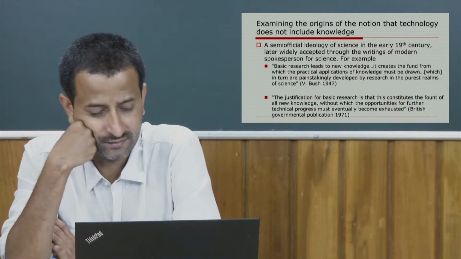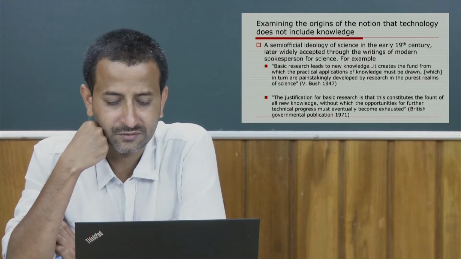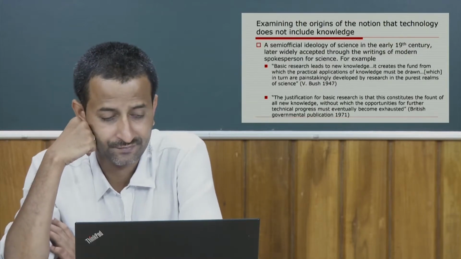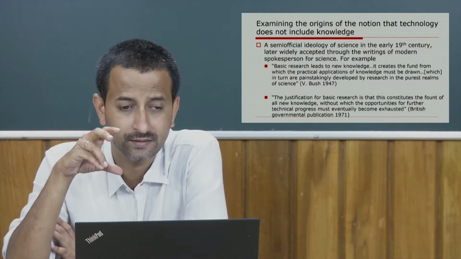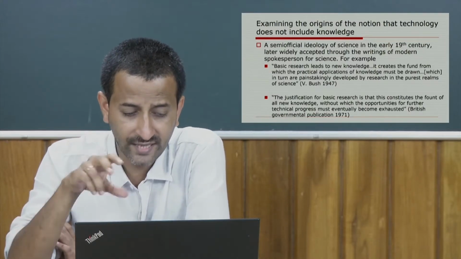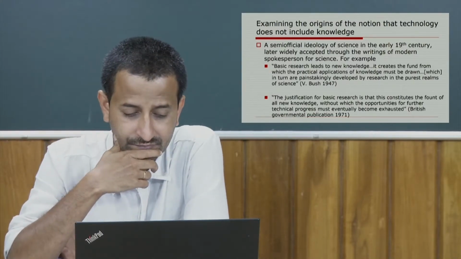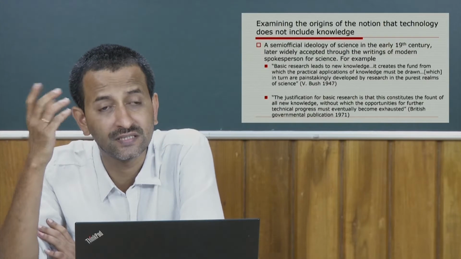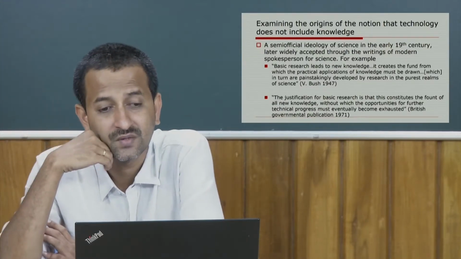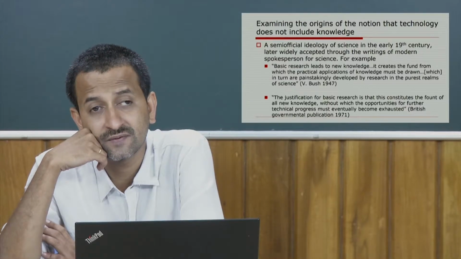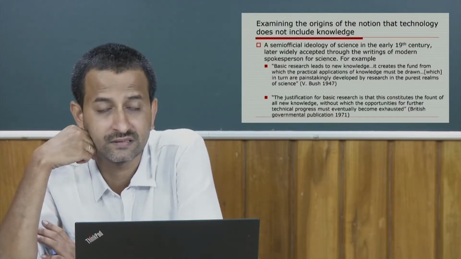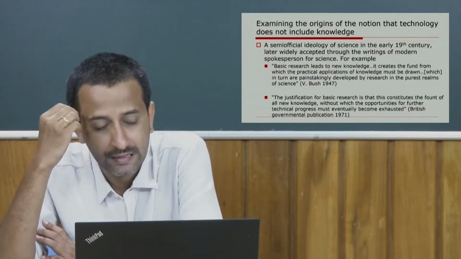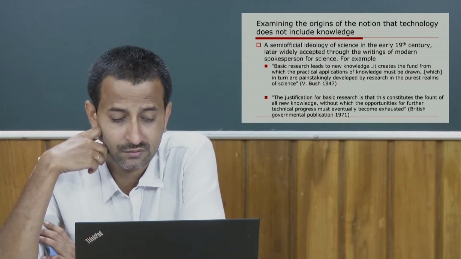Nathan Reingold has traced the origins of this ideology in America to the writings of Joseph Henry in the early 19th century, but it has become widely accepted through the writings of modern spokespersons for science. In America, Vannevar Bush, he wrote The Endless Frontier, he wrote Endless Horizons, okay. He was the first to talk about the linear model of innovation in science and technology in a more sophisticated manner. In America, Vannevar Bush was an important source.